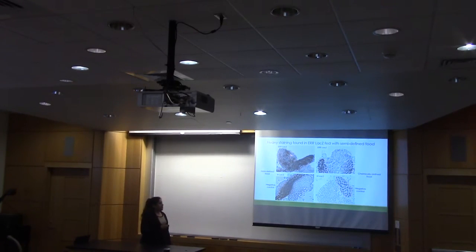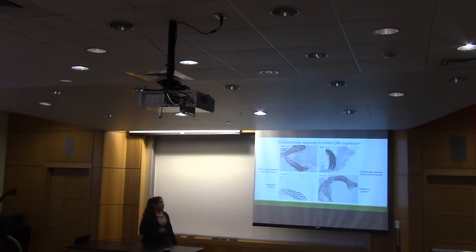And these are the fat bodies, and we don't see any staining in the fat bodies for the negative control, because they're the negative control and they're not supposed to have staining. There's heavy staining in the larvae with semi-defined food, and there's no staining in the larvae with chemically defined food. So then we went on to do chemically defined food with the makisterone, because we thought it would actually cause expression of ERR when it's on chemically defined food.